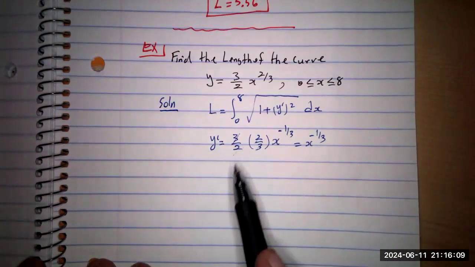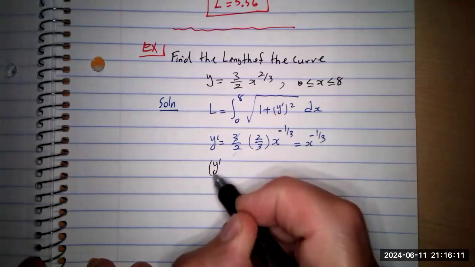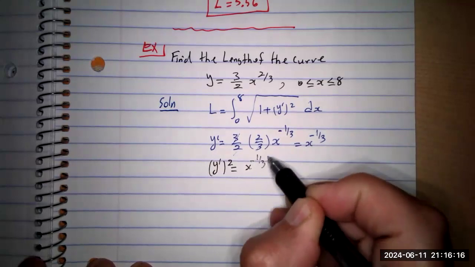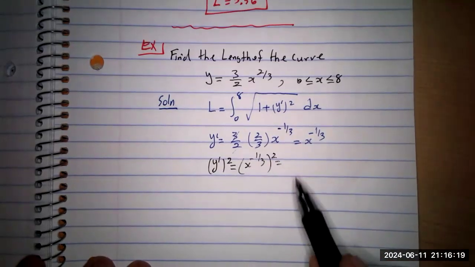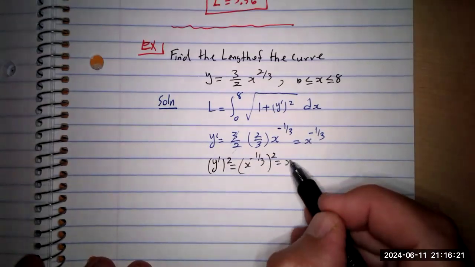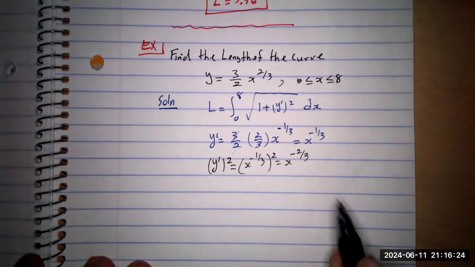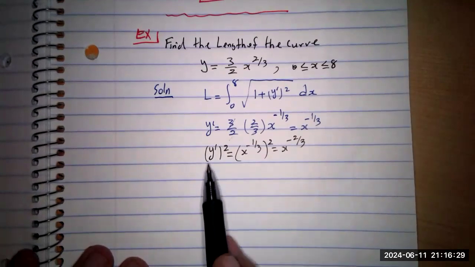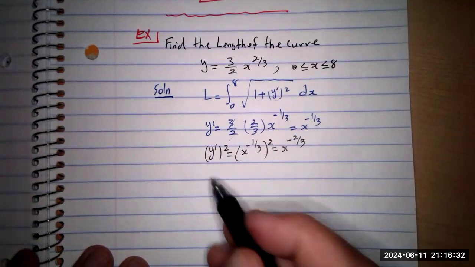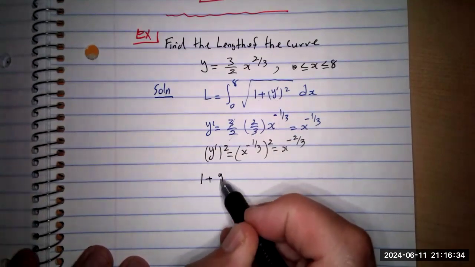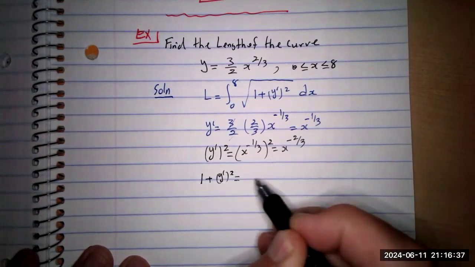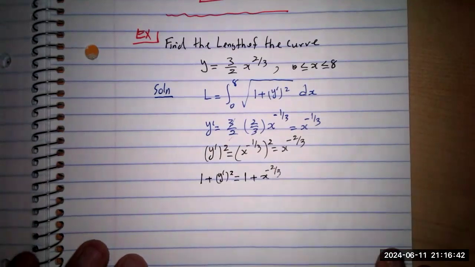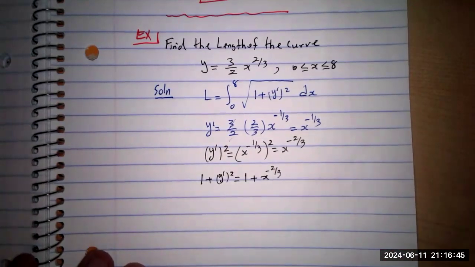Okay, the next step is to square it. So y prime squared is going to be x to the negative 1/3 squared. You know that when we get multiple powers, we multiply them together. So that gives x to the negative 2/3. Then you have to add 1, 1 plus y prime squared, and that gives you 1 plus x to the negative 2/3.